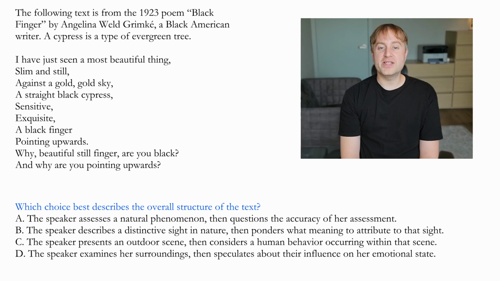So the fifth type of question you'll get regarding poetry on the SAT asks you to determine the structure of a poem. As usual, let's begin by checking out an example together. Which choice best describes the overall structure of the text? Now, when I see a question like this, I know for sure that I'm going to have to read the whole poem, because the correct answer is probably going to relate to both the beginning and the end of the poem.